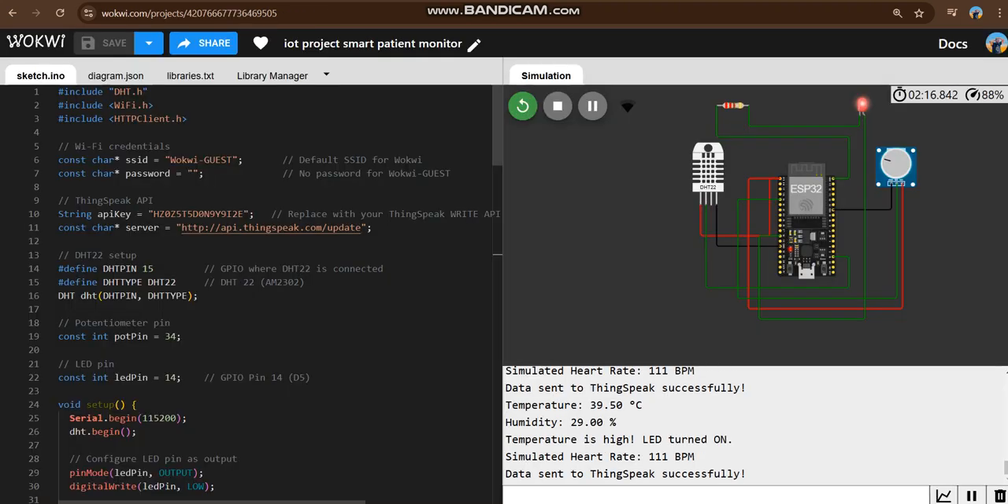For this project protocol, I use HTTP, and the data is sent to ThingSpeak using the ThingSpeak API key. Each parameter, temperature, heart rate, and humidity, is stored in a specific field. The cloud platform used for this project is ThingSpeak. The benefits of the project for the users are real-time monitoring, improved healthcare, abnormal condition detection, ease of use, cost effectiveness, ease of simulation, and remote accessibility, with data stored for healthcare professionals.